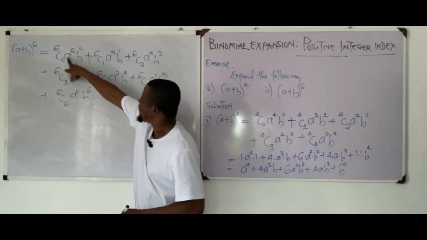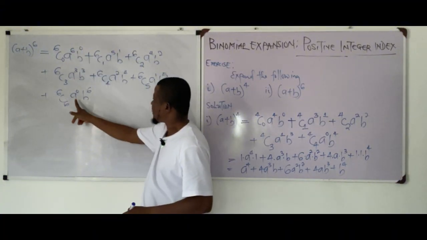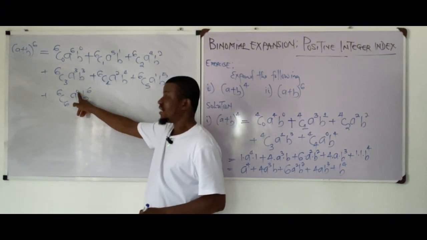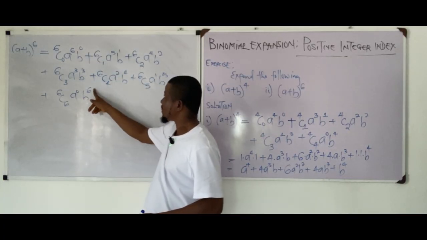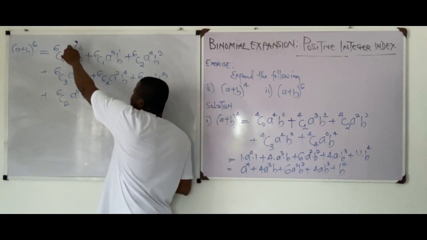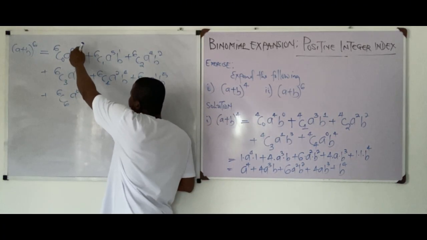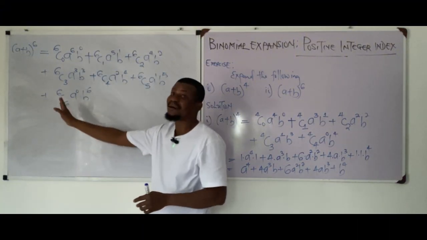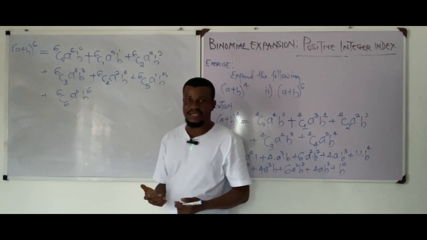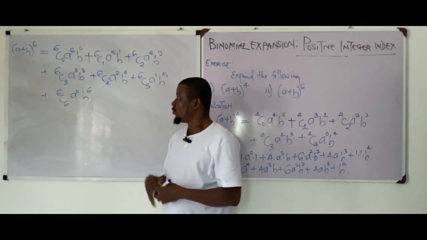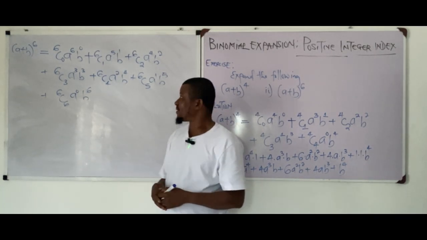The highest power of A the first time is 6, while the highest power of A the last time is 0. The highest power of B the first time is 0, and the highest power of B the last time is 6. So A drops from 6 to 0, while B moves from 0 to 6. And this is the last time, and that's where you stop. All right, the rest is just solving your combinations and doing your arithmetic, simplifying the expressions.